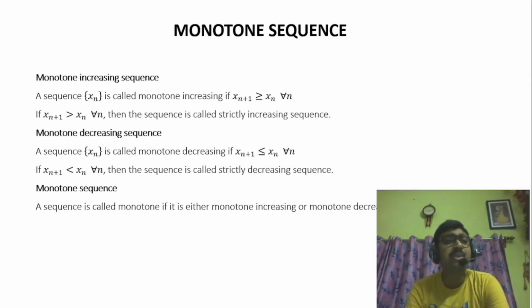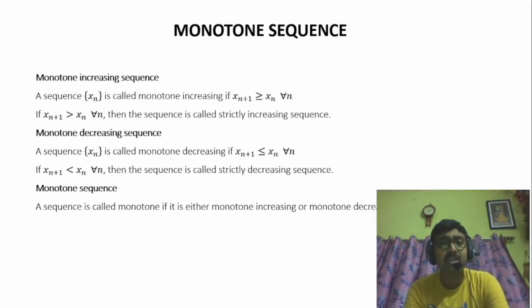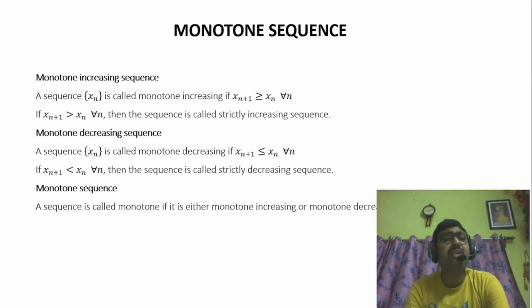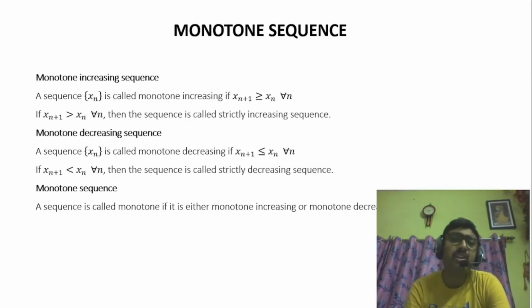Clear? Similarly, what is a monotone decreasing sequence? A sequence xn is called monotone decreasing if xn plus 1 is less than or equal to xn for all n. Okay, that means the elements gradually decrease one by one. And if xn plus 1 is strictly less than xn for all n, then we call it a strictly decreasing sequence. Okay? And finally, what is a monotone sequence? A monotone sequence means it is either monotone increasing or monotone decreasing. If it is monotone increasing, we can call it monotone. If it is monotone decreasing, again we can call it monotone.